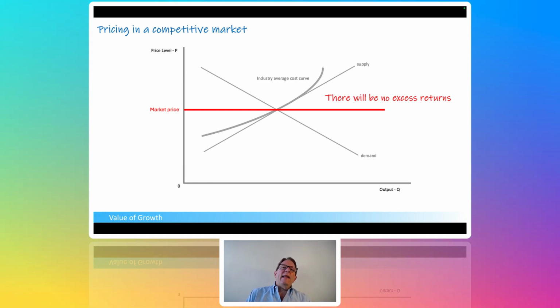Now, there might be slight excess returns for the most efficient vendor, and there might be negative excess returns, inferior returns, for a company that's poorly positioned. So there might be a company with slight excess returns, but as an industry, there's going to be no excess returns because guess what? The competition keeps price pretty close to the industry average cost curve.